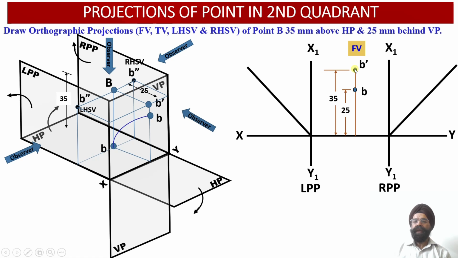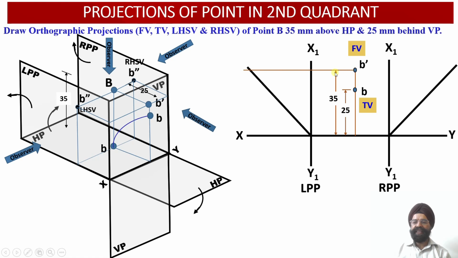Now let us plot the left hand side view projections and the right hand side view projections over here. So now we know that B double dash point is available at a height of 35 millimeter above the horizontal plane. So now from point B dash, which is the front view projection onto the vertical plane, we are going to draw a horizontal projector line into the left side profile plane. So this area happens to be our left side profile plane.